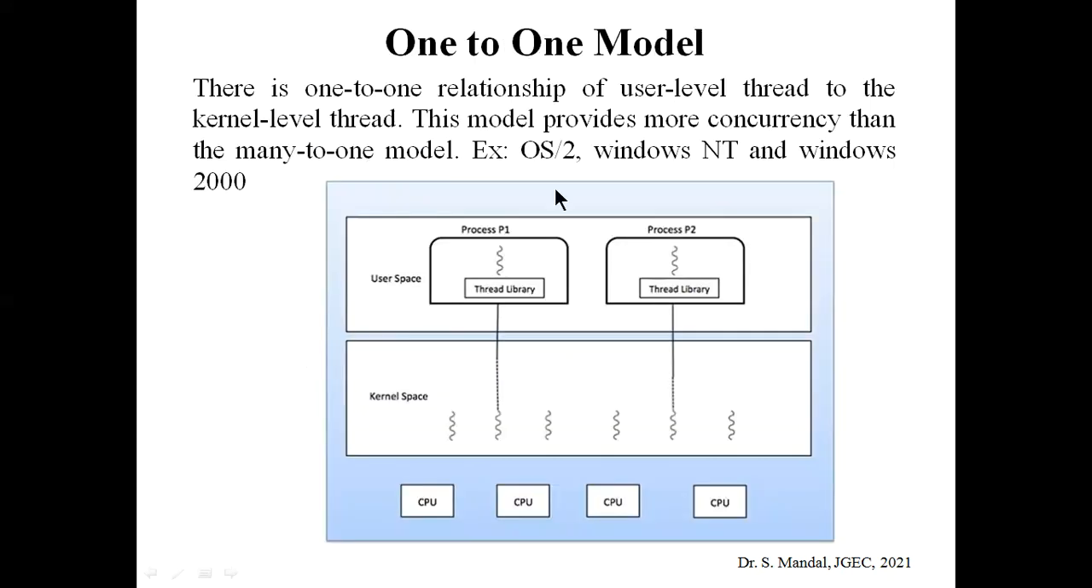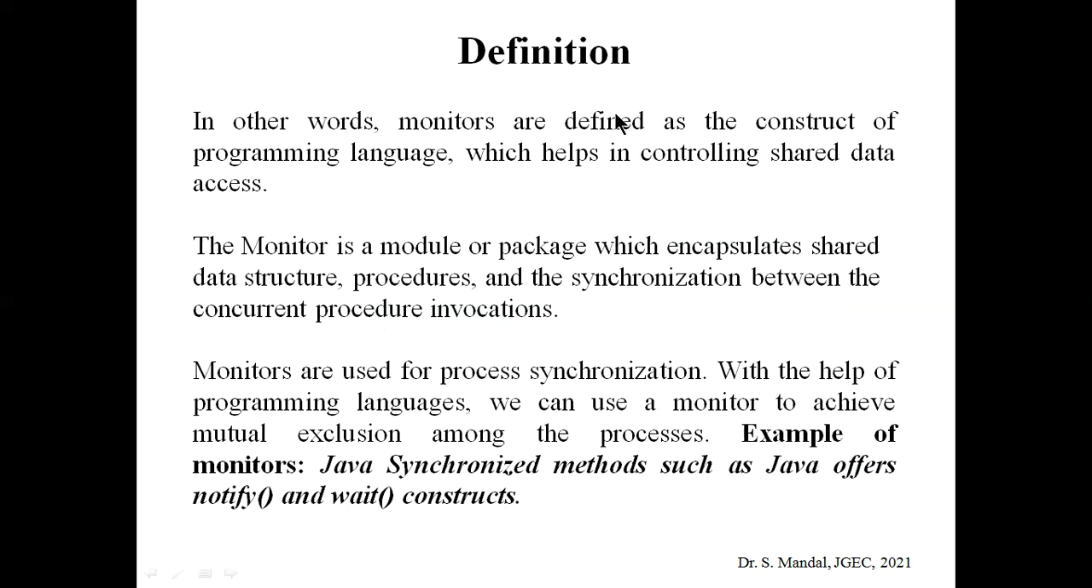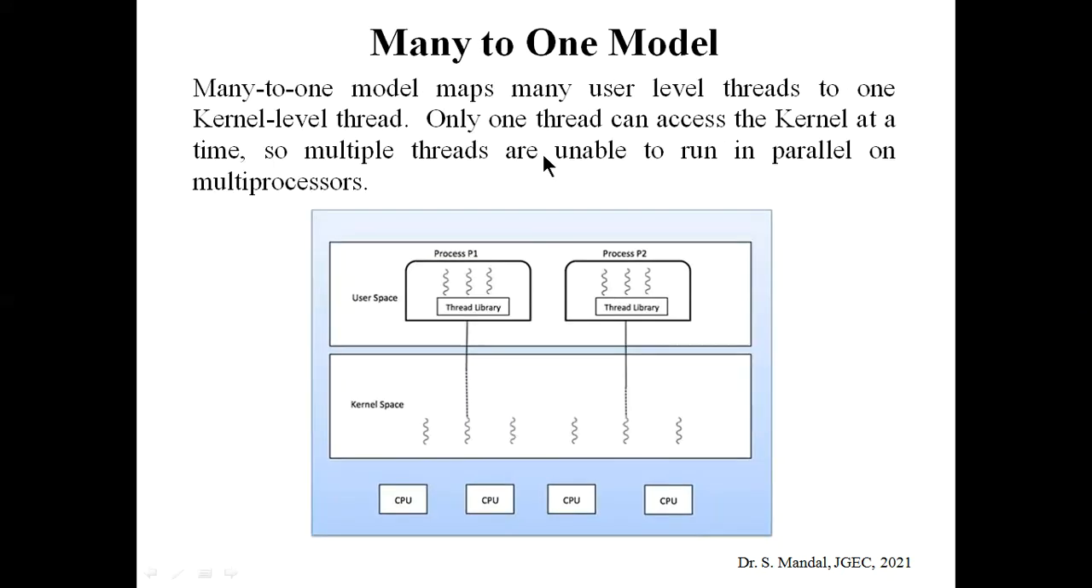The examples of the one-to-one model are Windows NT and Windows 2000. And the latest operating systems, like the newer Windows versions, are based on the many to many model.